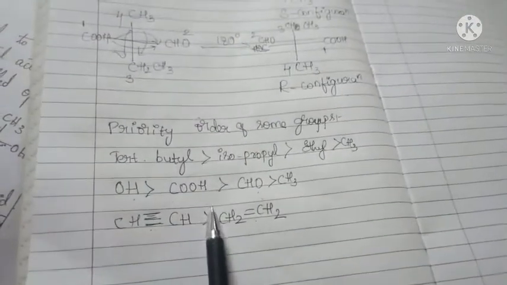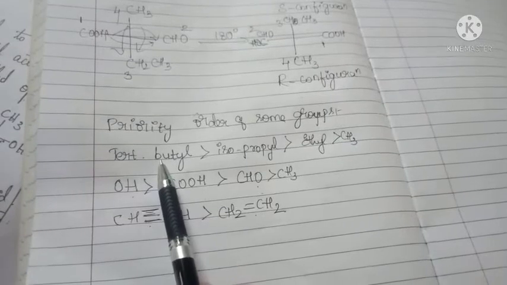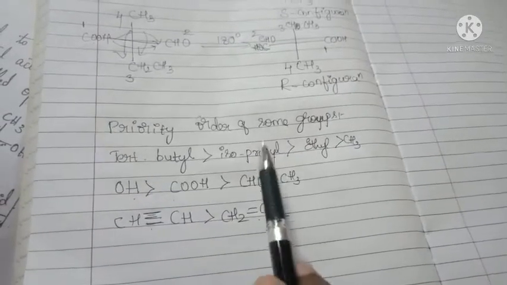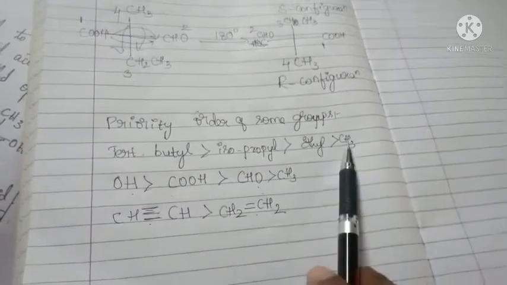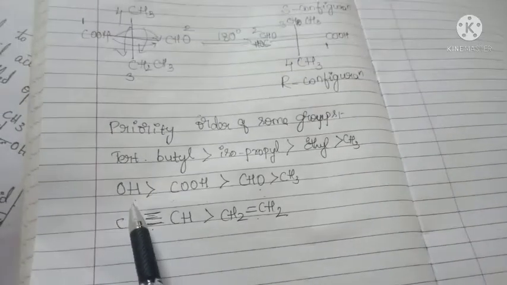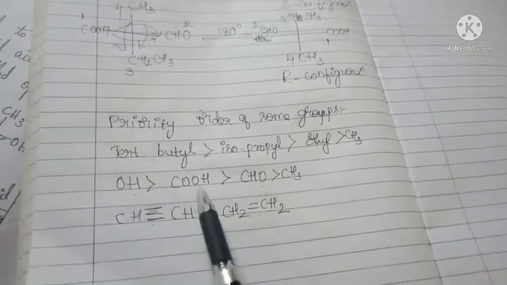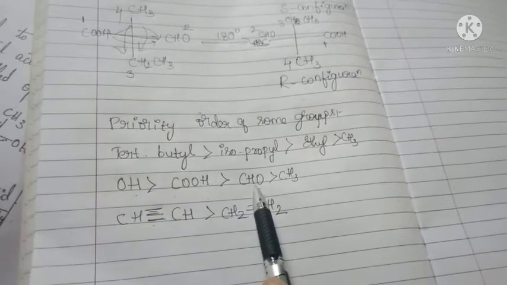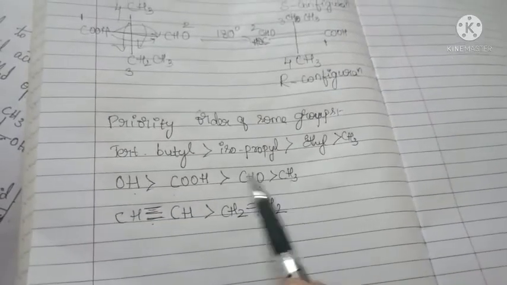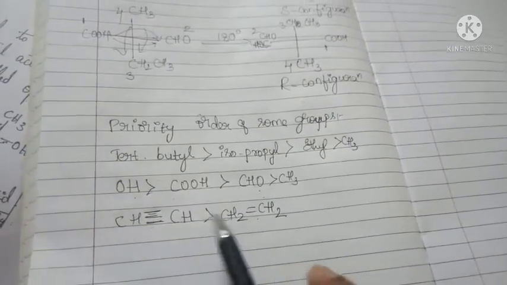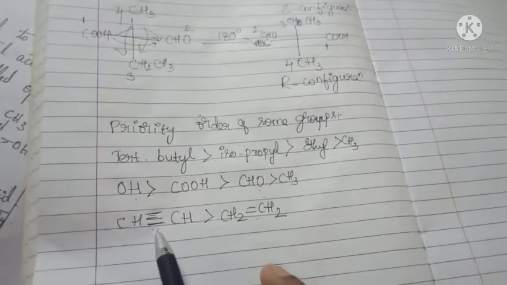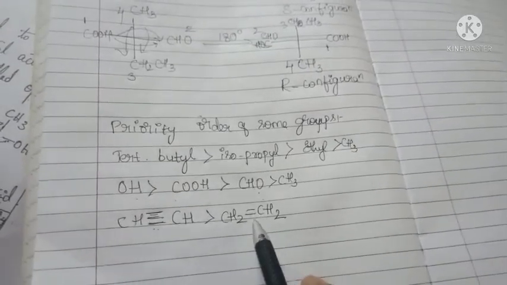This is the priority. First we have to take numbering for tertiary butyl, then isopropyl, then ethyl, then methyl. Then among the functional groups, OH is first, then COOH, then CHO and CH3. And comparing alkyne and alkene, first we give priority to alkyne, after that alkene.